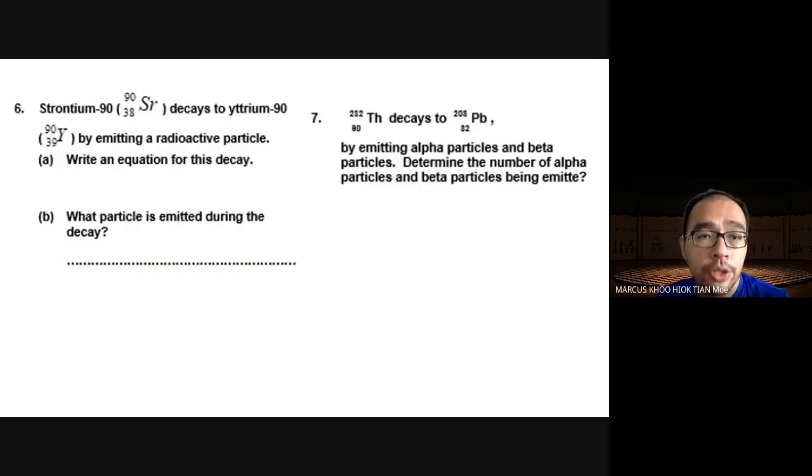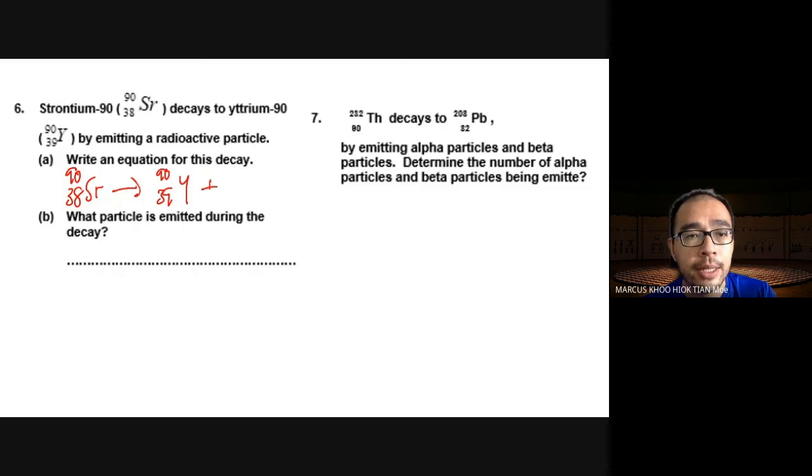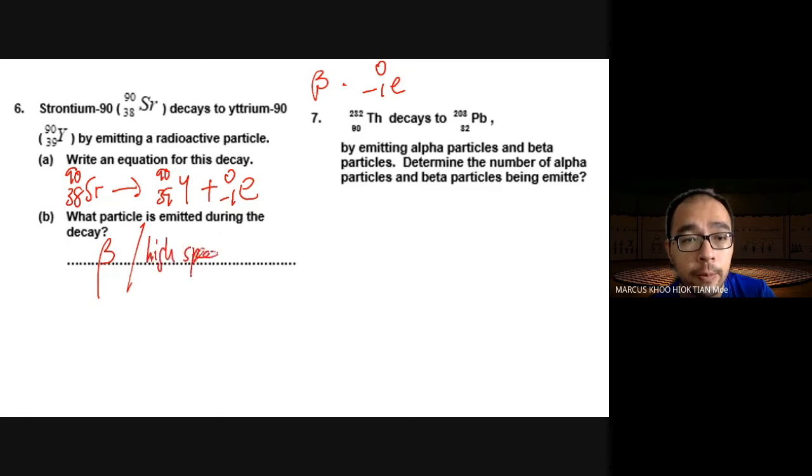All right. Next one, strontium 90 38 decays to yttrium 90, which is this, by emitting a radioactive particle. Let's write the equation. So strontium 90 38 decays to become yttrium 90 39 plus, what do you think? Alpha or beta? Obviously it is beta because it is plus 1. The number on top doesn't change, the number at the bottom plus 1. So it's a beta particle. What is a beta particle? A fast moving electron, so electron 0, negative 1. This will be the answer. What particle is emitted during the decay? Beta particle, or a high speed electron. Either way also can.